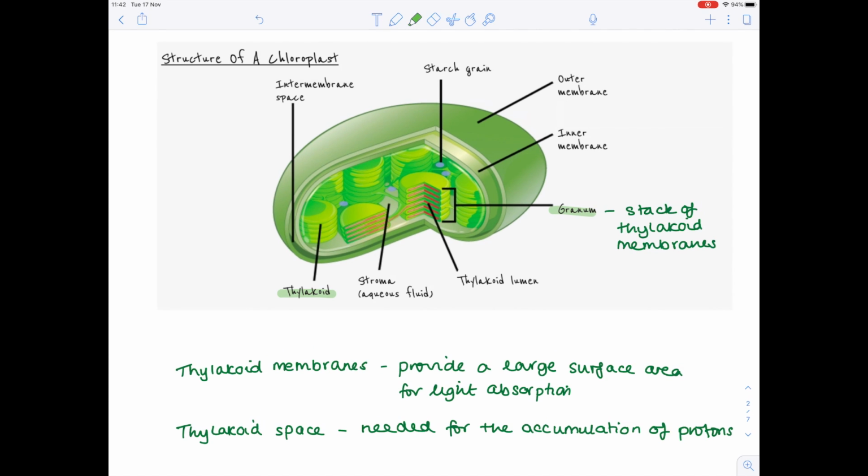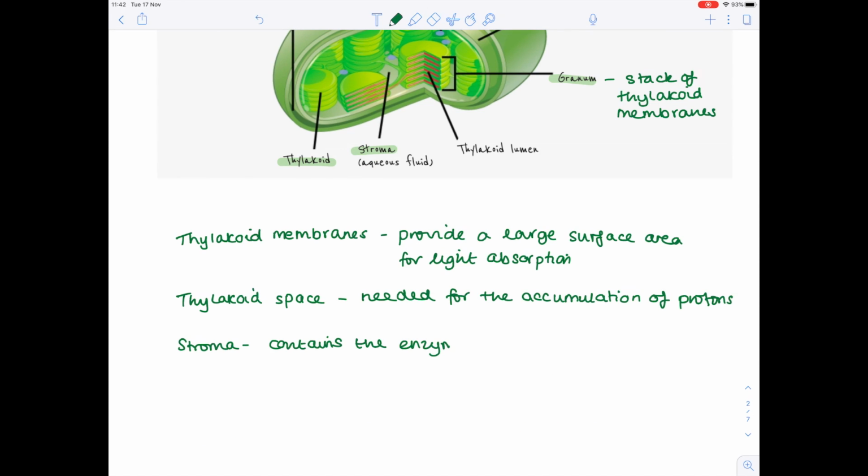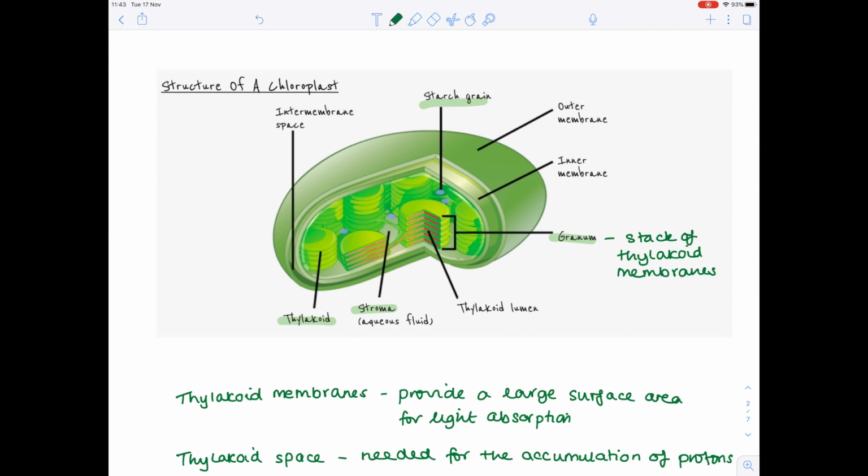Next up, we'll zoom in on the stroma. Now, the stroma is simply a space which contains the enzymes needed for the Calvin cycle, and one of those very important enzymes is rubisco. Again, we'll talk about why that's important later. The starch grain is simply a carbohydrate store. The outer and inner membranes are important because they contain the all-important photosystems.